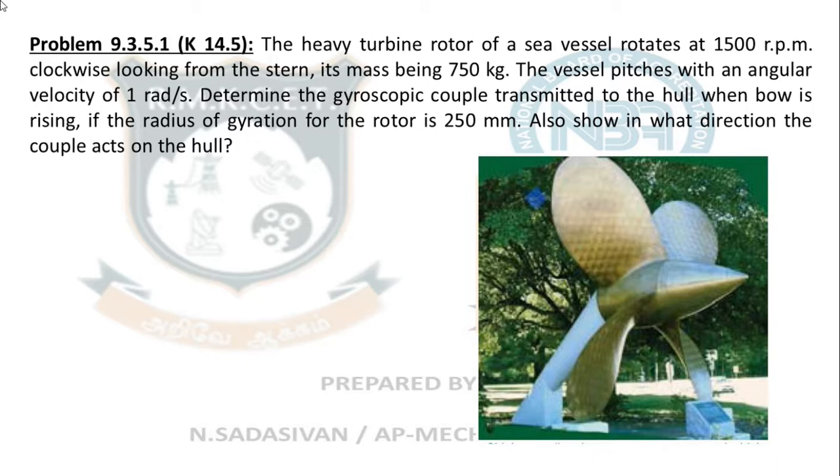So, there is a propeller of the ship. A simple photograph of a ship propeller is shown to you. Only the propeller is shown to you. It will be mounted at the bottom of the ship. Okay, the entire thing is shown upside down.